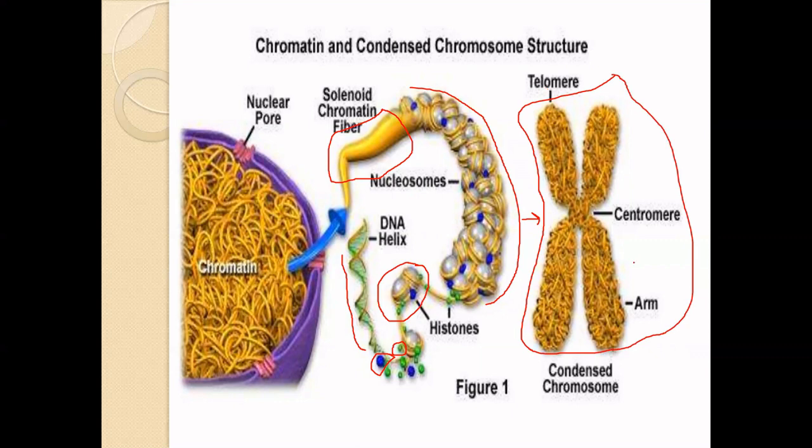A chromosome has several parts, which include the centromere, which is the main constriction here, the arm, and also the telomere region. The telomere region is the end region of the chromosome. We will discuss this telomere region later.